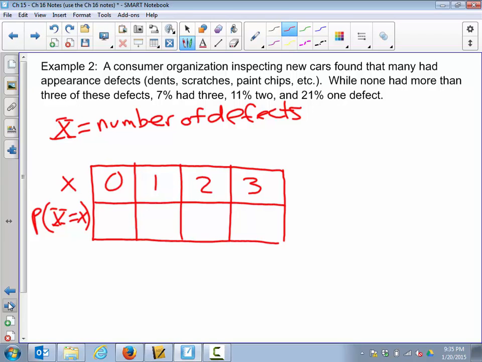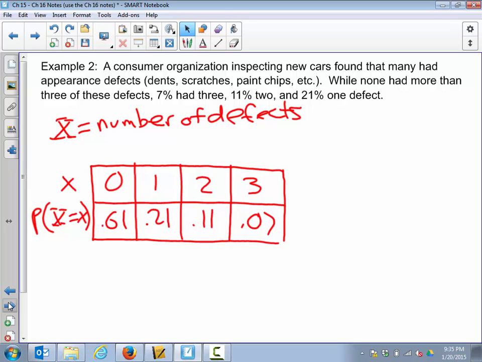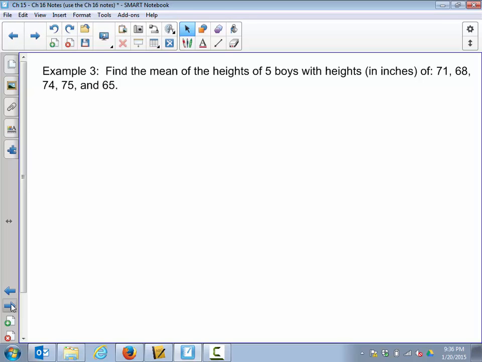Okay, well the probability that we've got 0 defects, just add up your 7, 11, and 21%, subtract that from 1, and you get 0.61. Probability of 1 is 0.21. Probability of 2 is 0.11. Probability of 3 is 0.07, all given to us. Okay? And there you go. There's your probability model. It tells us the outcomes we can take for a given car associated with those probabilities for each outcome.